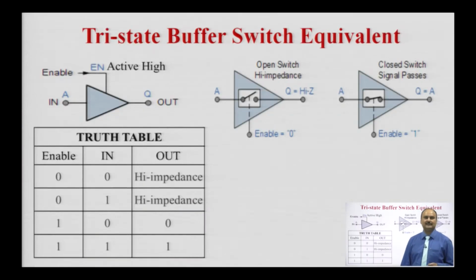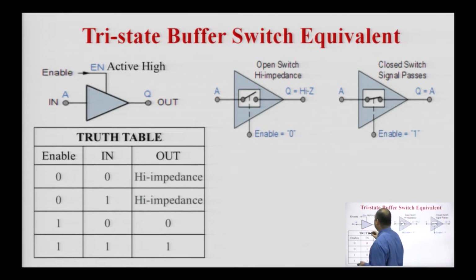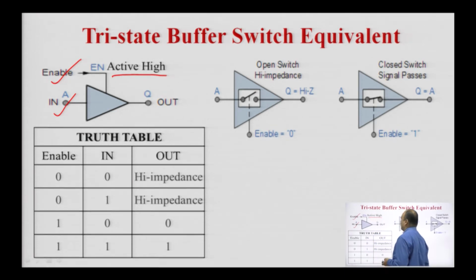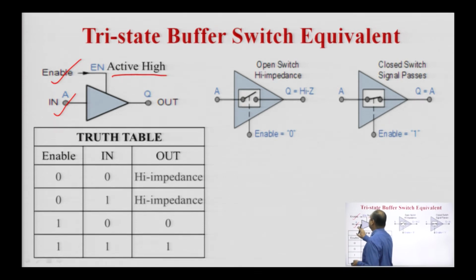So, this is the tri-state buffer and its equivalent circuit as a switch. We can easily observe it with this particular figure. The tri-state buffer has 2 inputs, the enable input and input A, and this enable input is active high. Active high means when we apply the appropriate logic on this enable input, the buffer will transfer the input to the output. So, here is the equivalent circuit of this tri-state buffer.